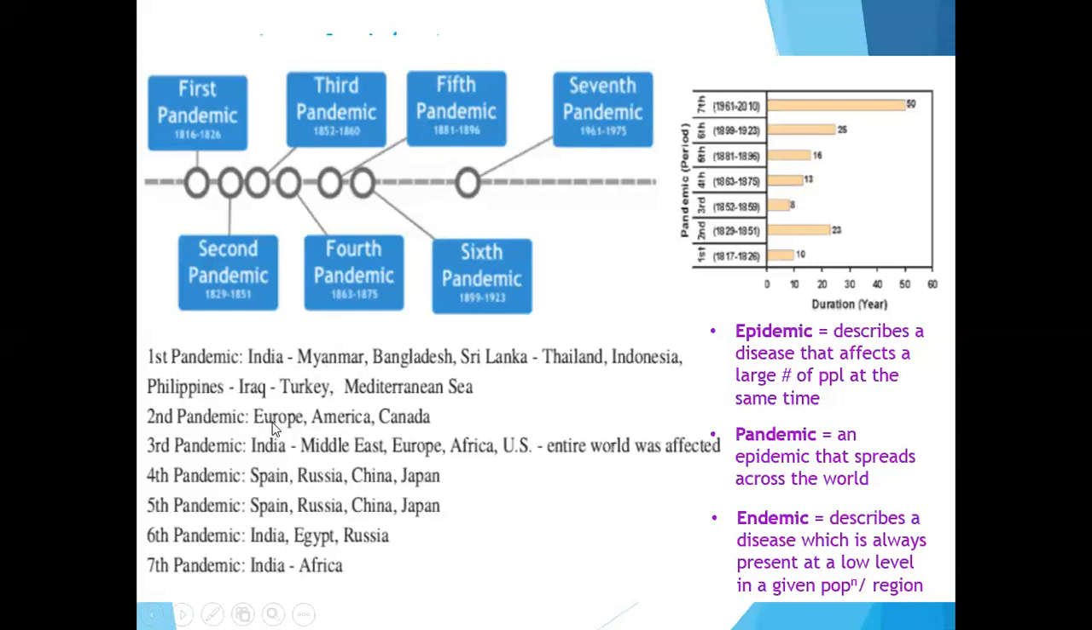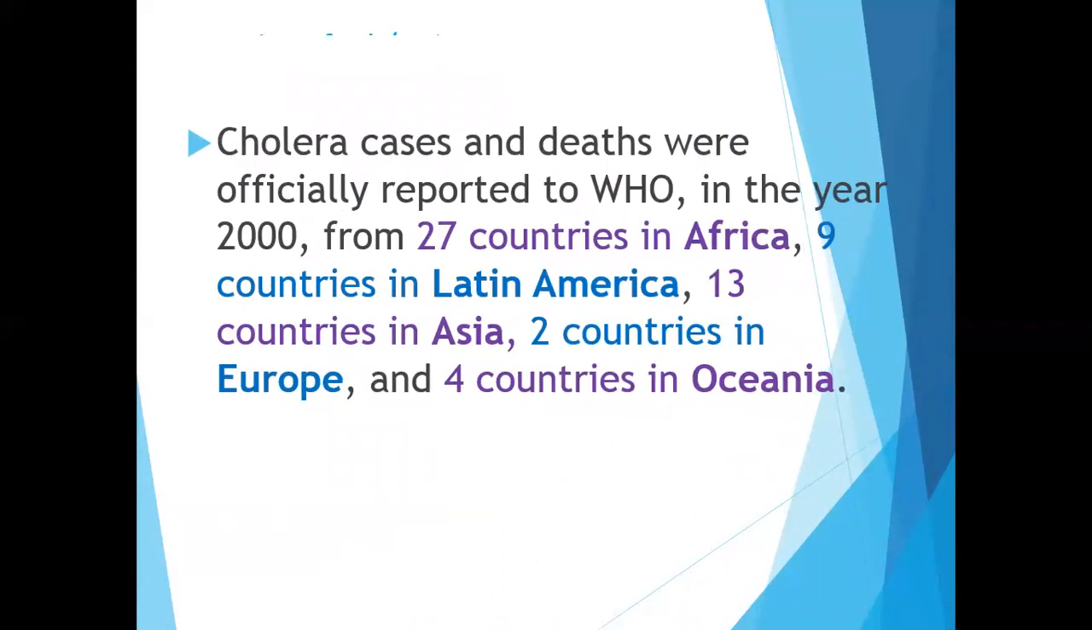The second pandemic goes to Europe, America, Canada. Then China, Spain, Russia, China, Japan, India, Africa. So some countries keep on appearing, right? Because they are developing countries, and you know that some basic facilities are not well established.